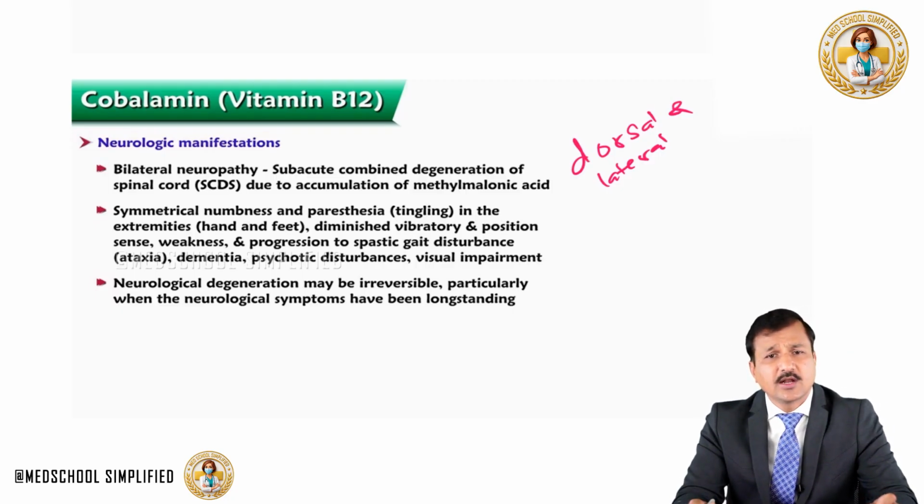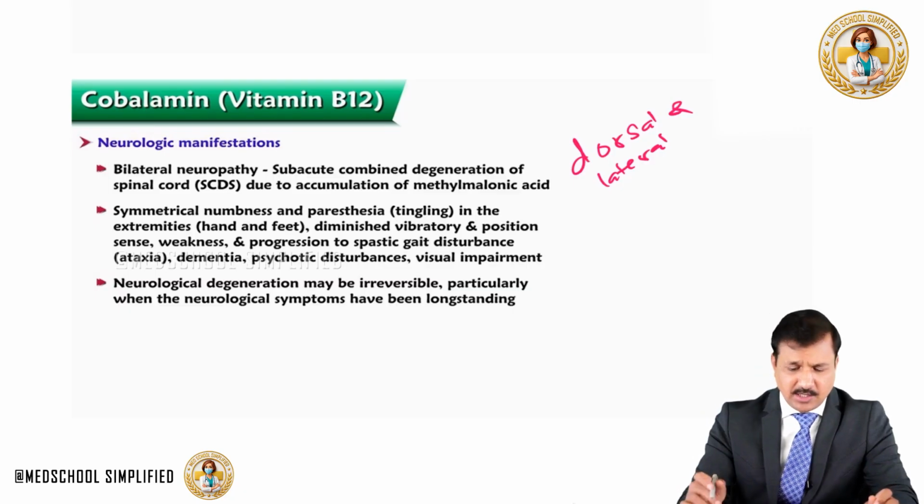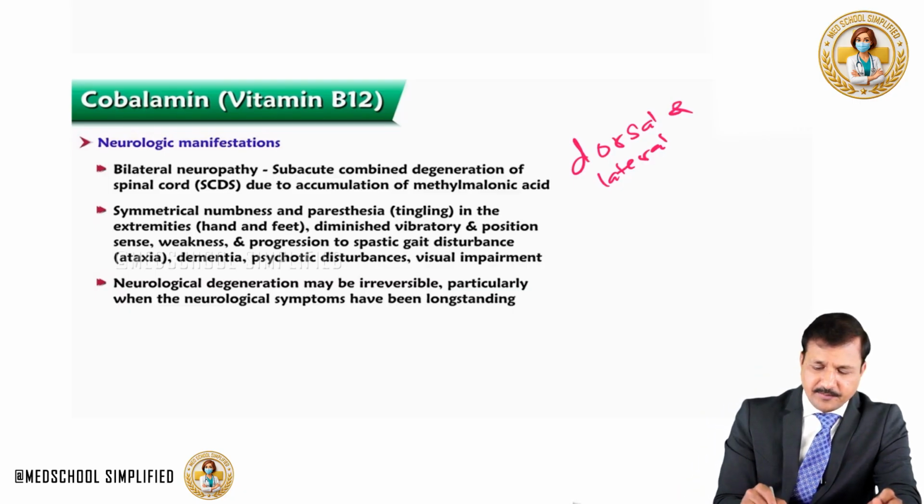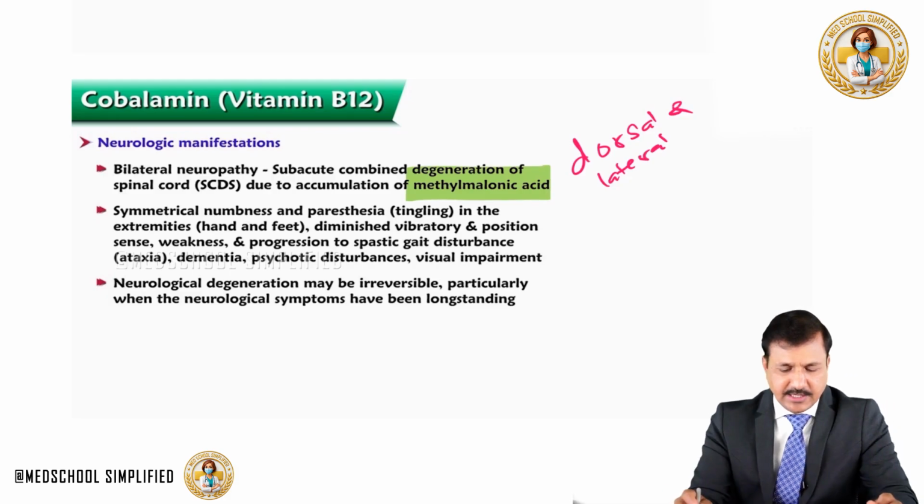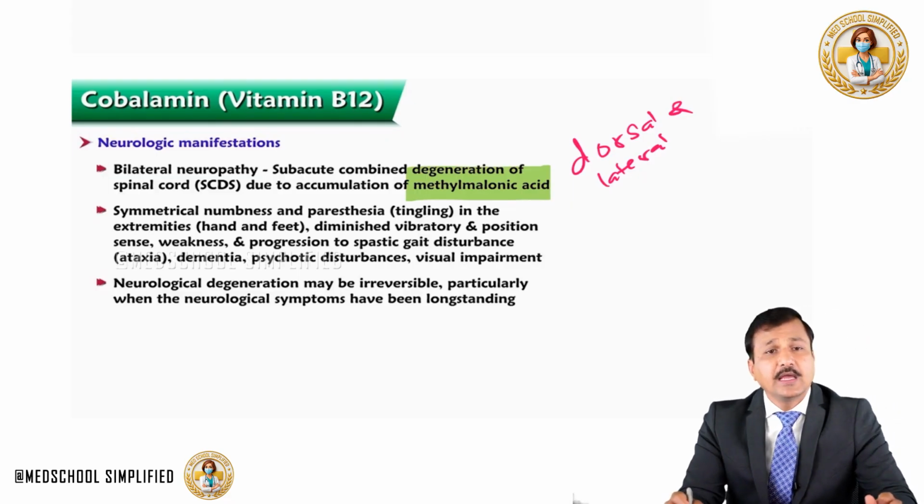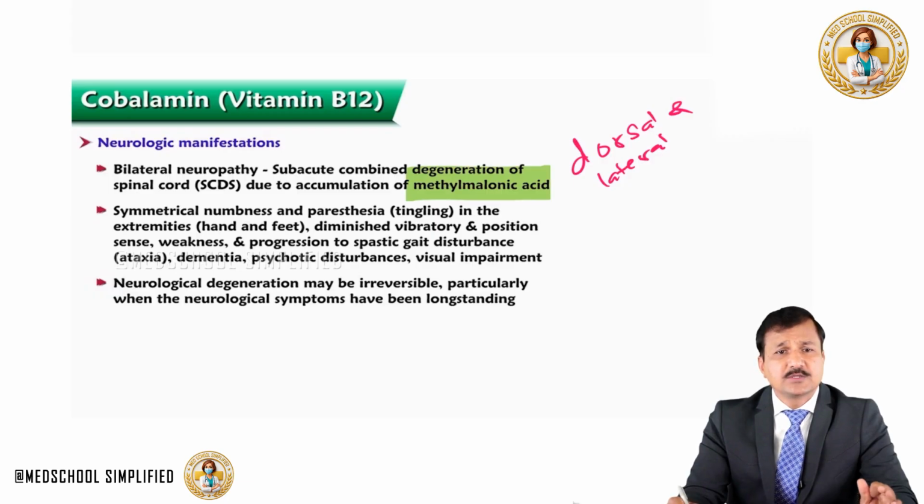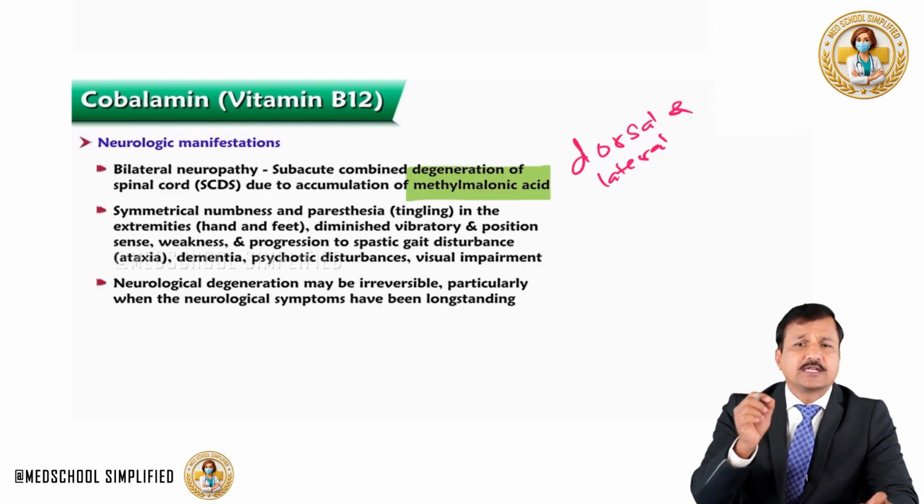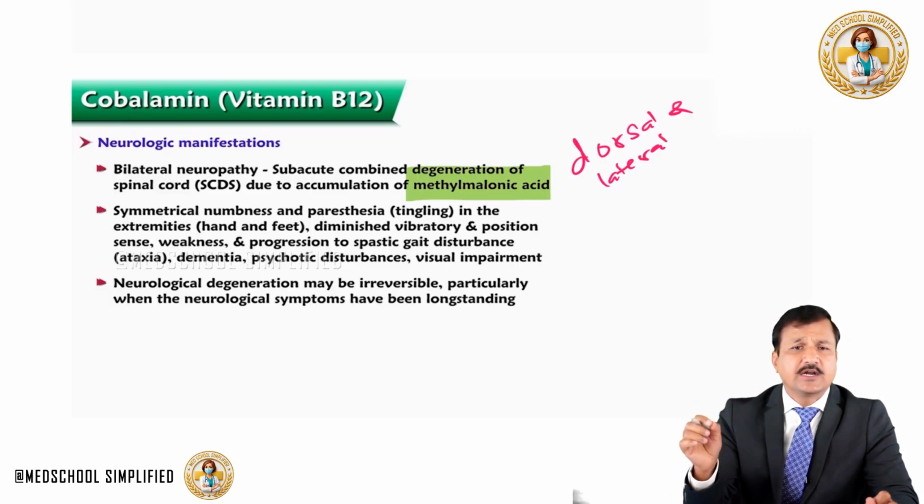Why are the dorsal and lateral columns of the spinal cord affected? It is because of the accumulation of methylmalonic acid, which is leading to degeneration here. So the subacute combined degeneration of the spinal cord that we see here in cobalamin deficiency is partly because of elevation of methylmalonic acid in cobalamin deficiency. Make sure you remember that. So what are the signs and symptoms that are seen because of subacute combined degeneration of the spinal cord, that is, the dorsal and lateral columns of the spinal cord, which are degenerated?